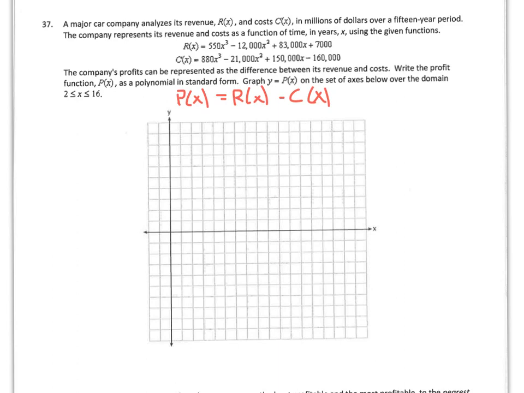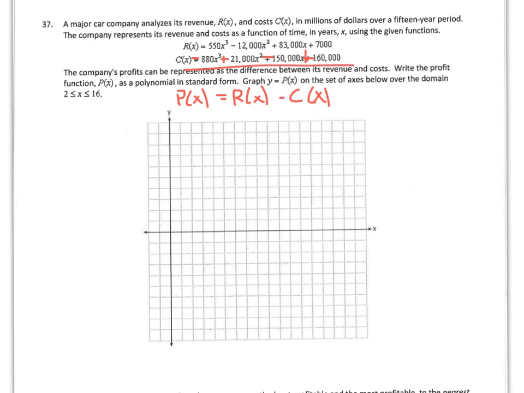Now, we know if we want to subtract C of x from R of x, you want to subtract each one of these terms from the term above it. So in order to show that you're subtracting, really what you do is you change all the signs. So this is going to become a negative 880x cubed. This is going to become a positive. This is going to become a negative. And this is going to become a positive.